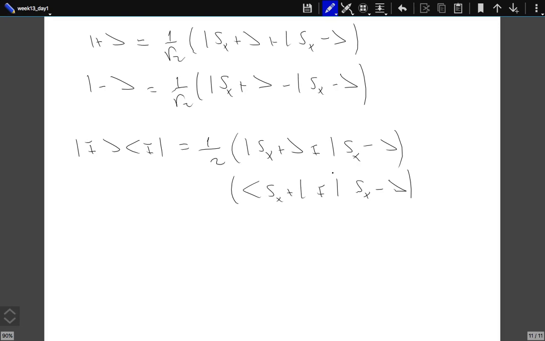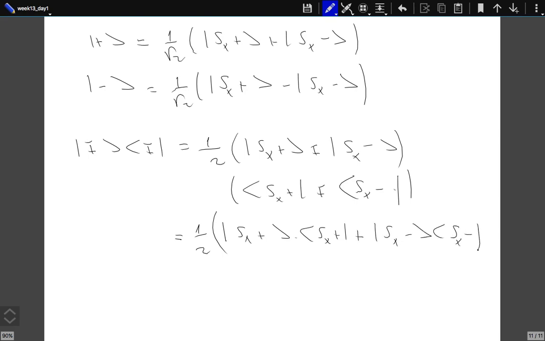Nope, this is the other way around. Let me just multiply them up. I will have 1/2 Sx plus Sx plus Sx plus Sx minus Sx minus, plus or minus 1/2 Sx plus Sx minus plus Sx minus Sx plus.